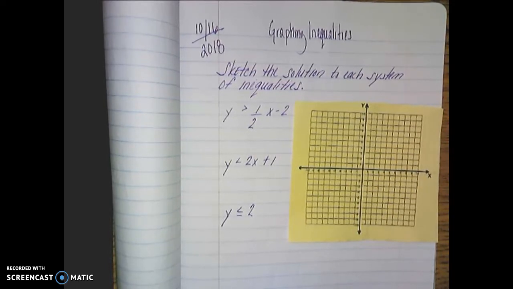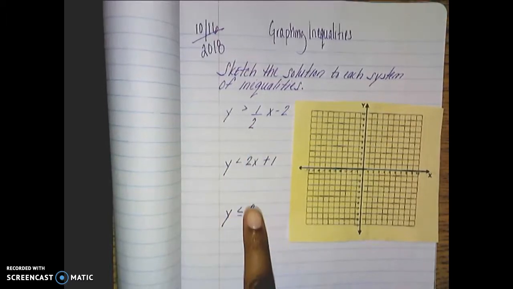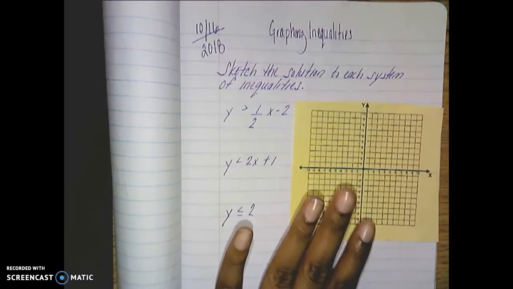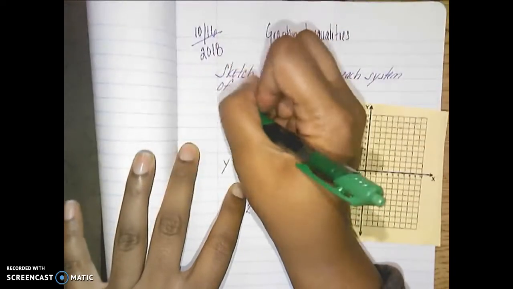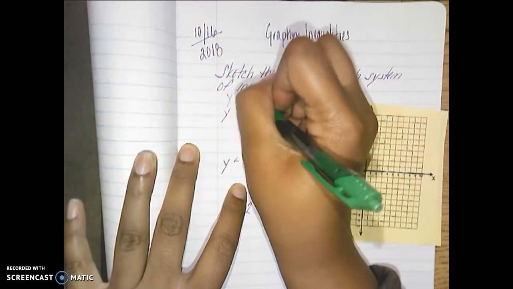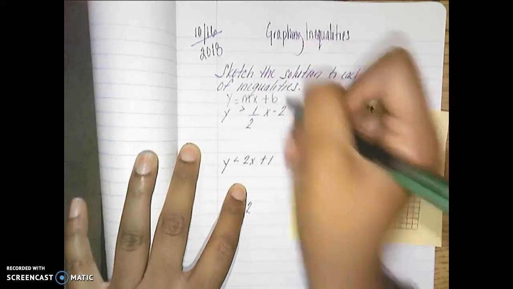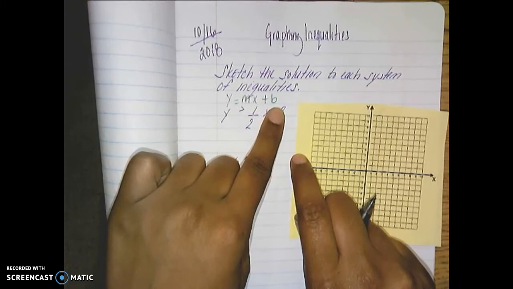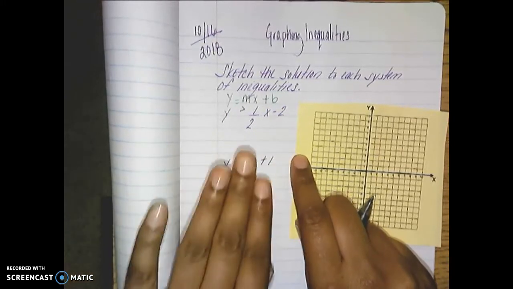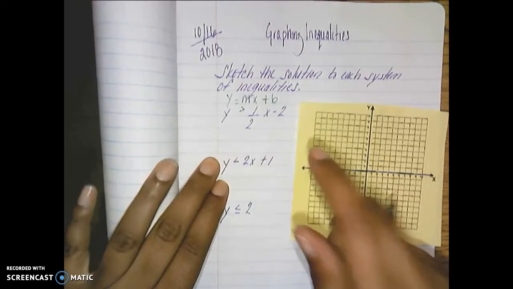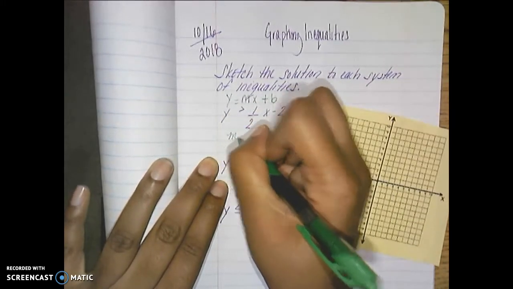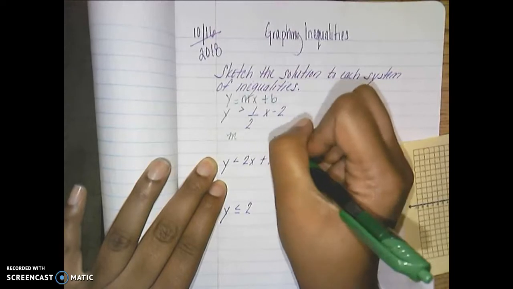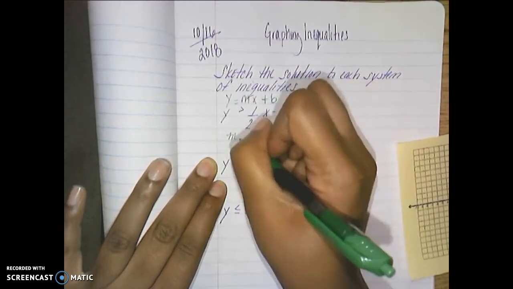The first thing that I want to point out to you is that when we have any type of inequality, what we really want to look at is slope-intercept form, where m is the slope and b is the y-intercept. So with this first inequality, I'm going to determine the slope and the y-intercept before I even graph.